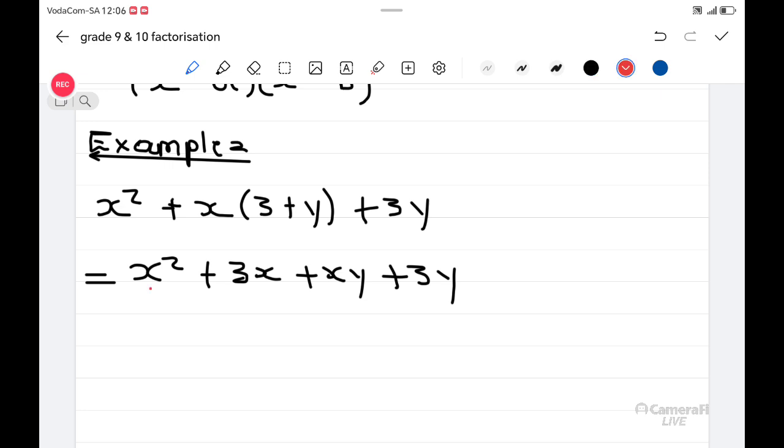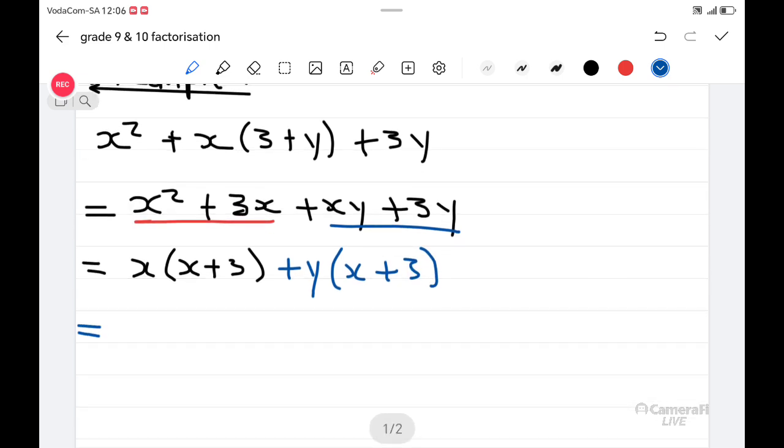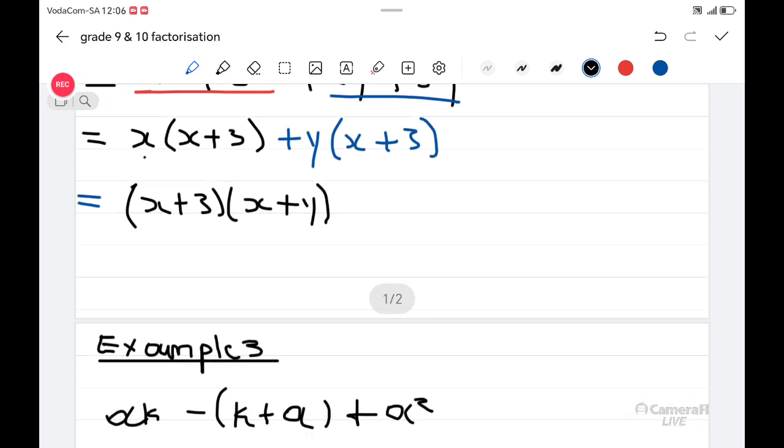You have to group them. First group. What is the common factor on the first group? It is x. And then you are left with x plus 3. And then second group, what is the common factor? It is y. If you take out y, you are left with x plus 3. Then now you factor out what? x plus 3. If you take out x plus 3, what do you get? I get x plus 3 here, and then I'm left with x plus y, fully factorized.